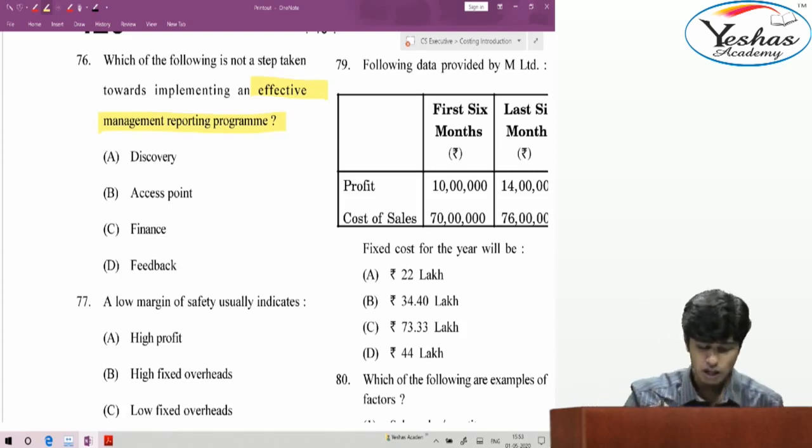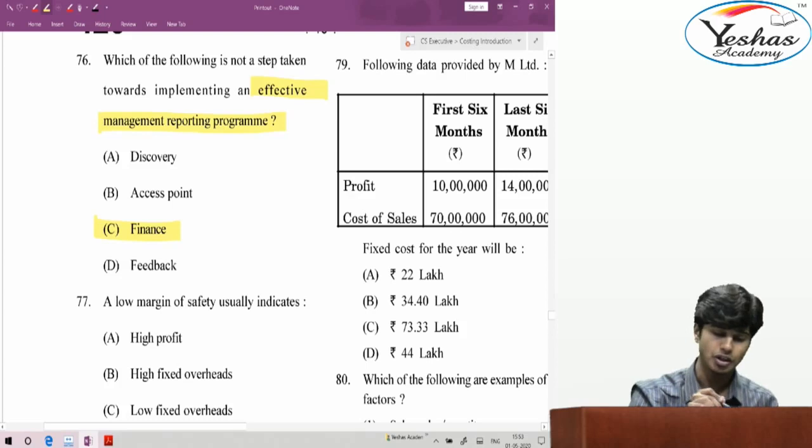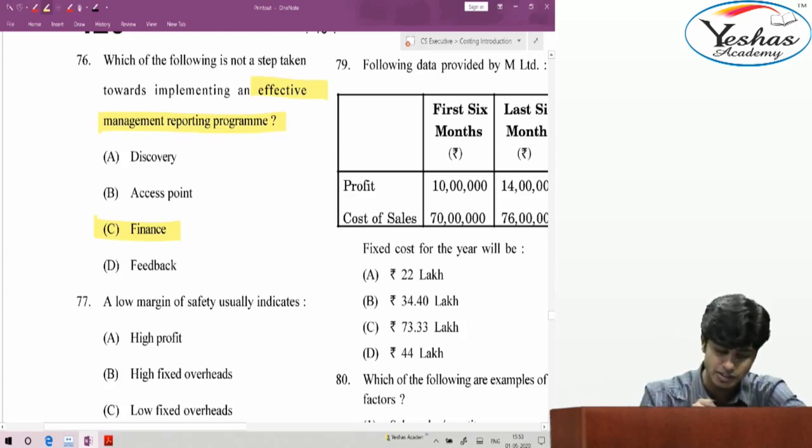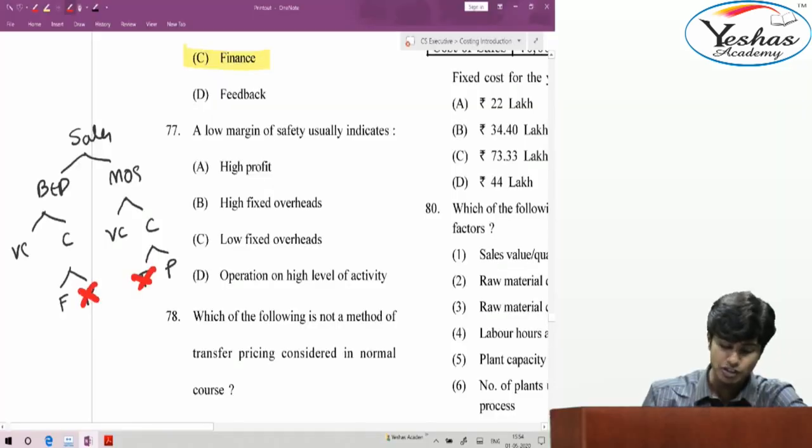Done. Low margin of safety. If you want to recall, when we discussed the chapter of marginal costing, I told you sales will have two components, break-even point and margin of safety. Each will have two components, variable cost and contribution. Contribution will have two components, fixed cost and profit. Margin of safety has no fixed cost, and BEP has no profit. So if the fixed cost is more, MOS will become less. So what is it? Low margin of safety usually indicates what?